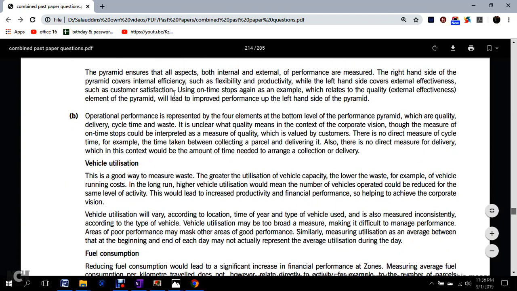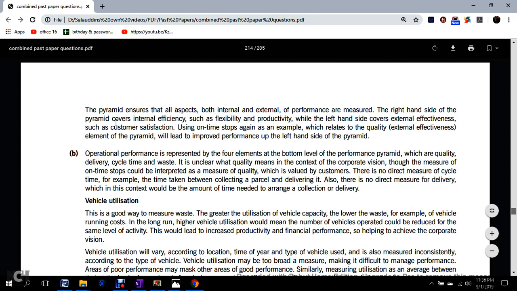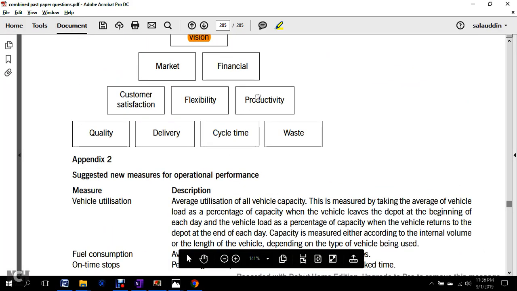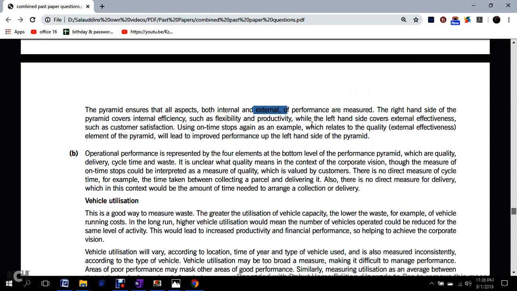The pyramid ensures that all aspects are covered. What does it ensure? Internal efficiency and external effectiveness of performance measurement. The right hand side of the pyramid covers internal efficiency such as flexibility and productivity, while the left hand side covers external effectiveness such as customer satisfaction, using on-time stops again as an example, which relates to quality.